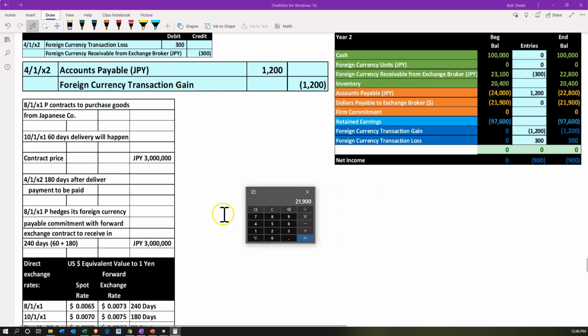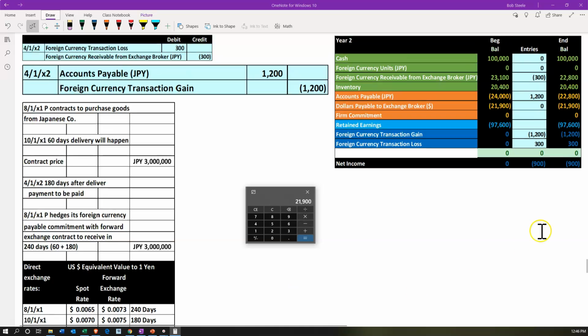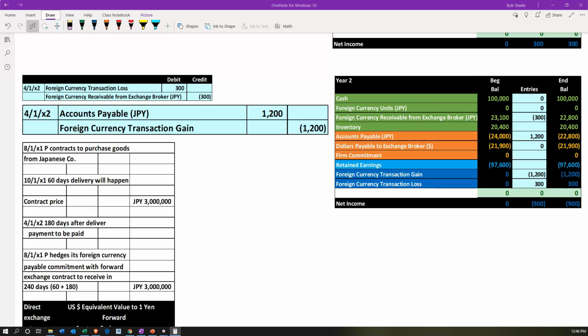Now, just remember that no change has happened on this item, meaning when we put the forward contract on the books, we put 3 million times the forward rate, 0.0073, and we put it on the books at that 21,900. And then we didn't touch it because this is going to be in cash. So we didn't have to adjust it for the foreign currency. We just said, hey, we're going to pay that off at the end of this contract period, and we're going to pay it off in dollars.